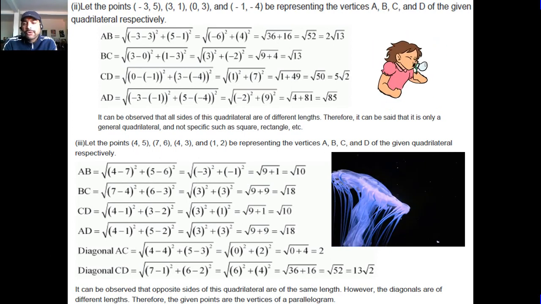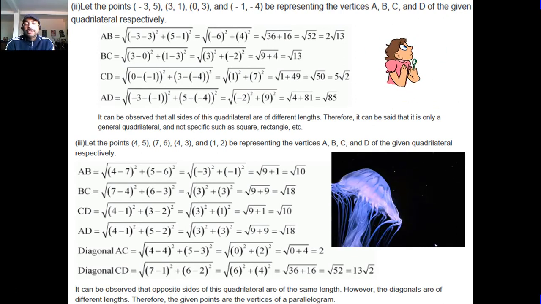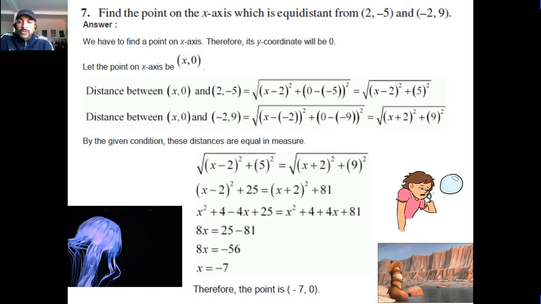Now third, let (4, 5), (7, 6), (4, 3) and (1, 2) be representing the vertices A, B, C, D of the given quadrilateral respectively. AB is equal to root 10, BC is equal to root 18, CD is equal to root 10, AD is equal to root 18. Diagonal AC is 2 and diagonal BD is equal to 13 root 2. It can be observed that opposite sides of the quadrilateral are the same length, however the diagonals are of different length, therefore the given points are vertices of a parallelogram.